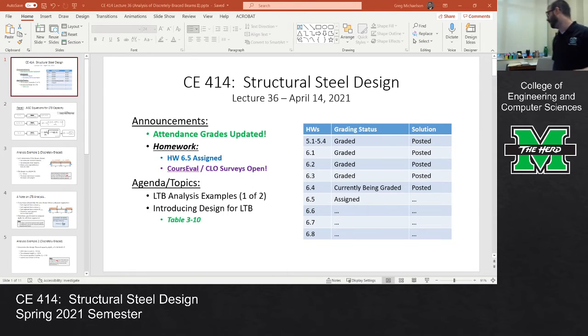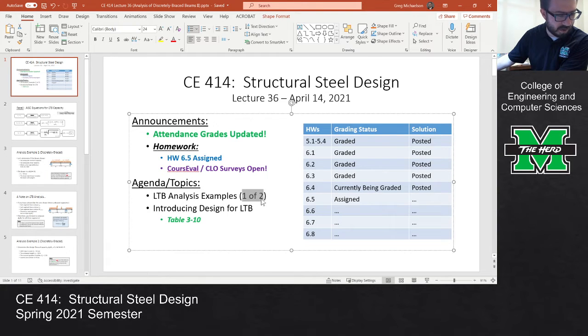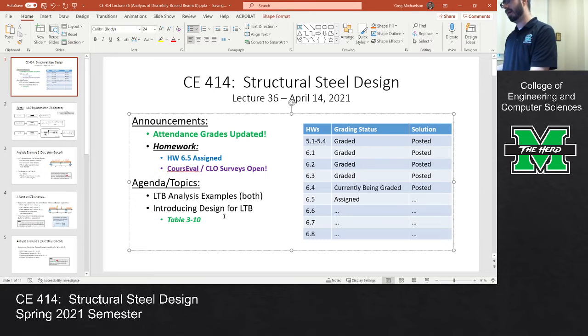That's going to be your first assignment on discretely braced beams. Today, I have maybe a slight typo in my slide because this says examples 1 of 2, but really it should say both of them. If you recall, last time we started an example but didn't finish it. Well, today we're going to finish it.